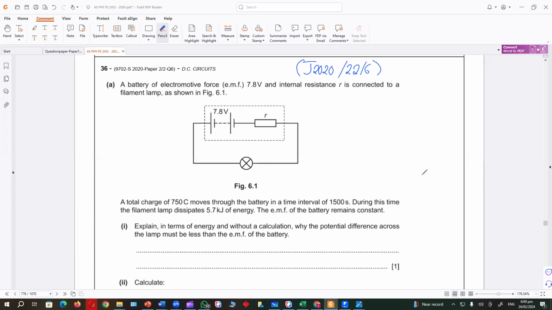This is basically DC circuits. There are two main topics in DC circuits. One is Kirchhoff's rules and the second is the potentiometer.